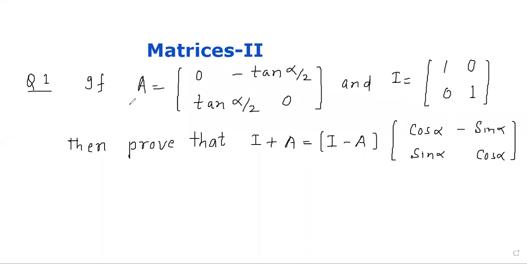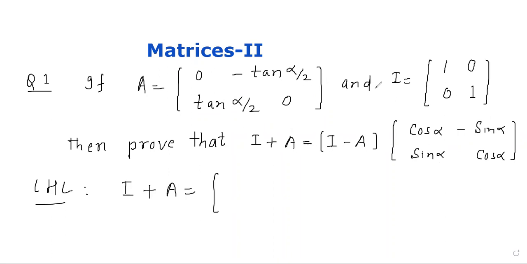Matrices part 2. If A equals the matrix [0, minus tan alpha by 2; tan alpha by 2, 0], and I equals [1 0; 0 1], then prove that I plus A equals I minus A times the matrix [cos alpha, minus sin alpha; sin alpha, cos alpha]. So let's consider LHS. LHS is I plus A.